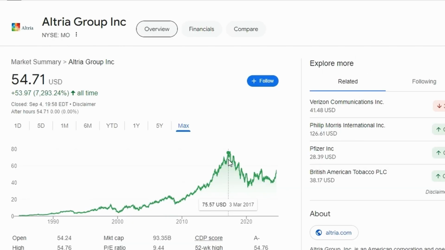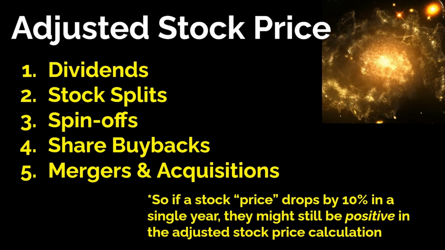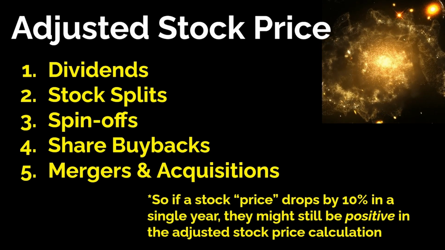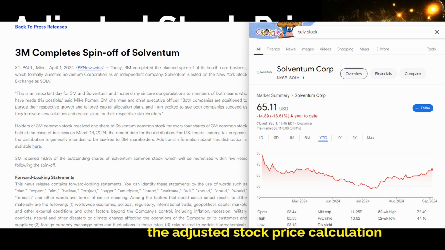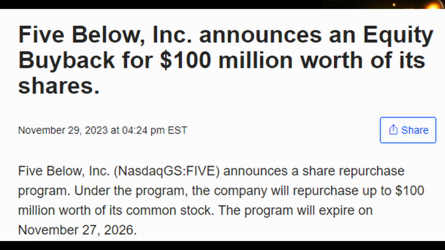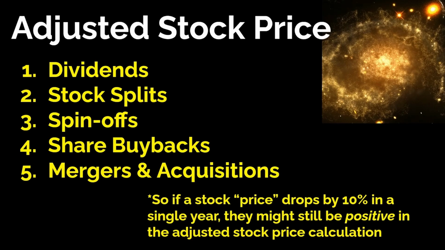If you are looking at a company's stock price on Google Finance, your Robinhood app, or even Yahoo Finance, what you are seeing is the unadjusted stock price. However, if you are looking at the stock price on MacroTrends, FinanceCharts, or some other brokerage app, then you're seeing the adjusted stock price. Let me elaborate on what that is. The adjusted stock price takes into account dividends paid out, stock splits, spin-offs like when 3M gave birth to Solventum, their healthcare line of business, share buybacks, and any mergers and acquisitions that happened throughout the years.